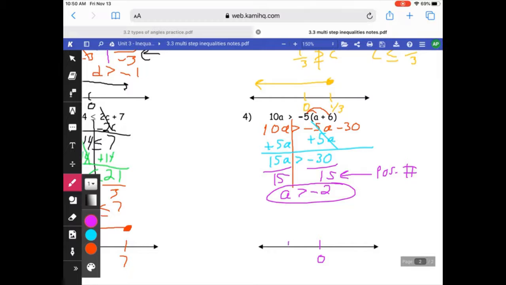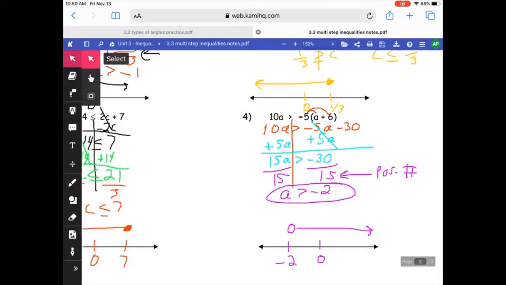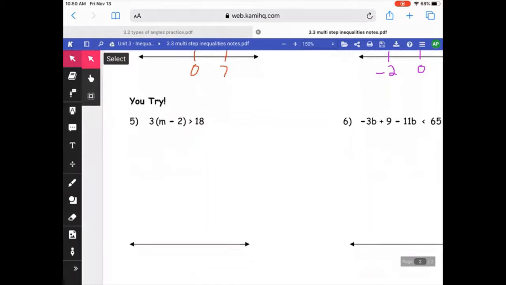Okay, so now we're going to plot our 0, plot our negative 2, put an open circle at negative 2 because we're missing that or equal to sign, and we're going to shade to the right because anything that is greater than negative 2 is going to be to the right of negative 2 on the number line. All right? Okay, let's do 2 more.